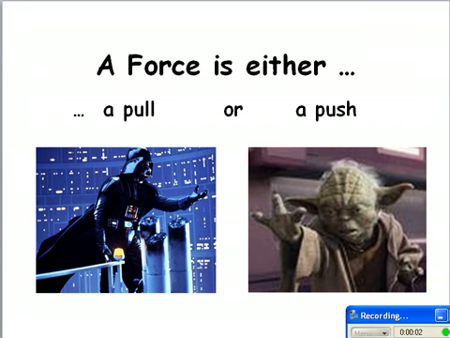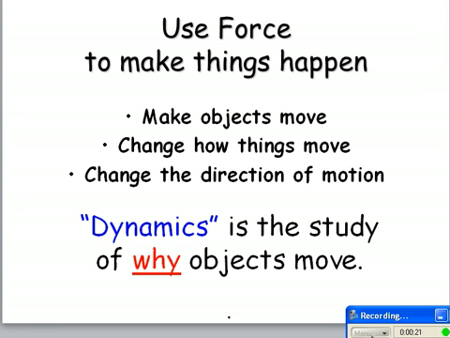Today we're going to start looking at Newton's laws of motion and also to look at little devices that are helpful called free body diagrams. To start with, a force is either a pull or a push. Forces are what cause things to change their motion, change the direction they're going in, and when we study in physics how things move about and why they move about, we call that area of study dynamics.